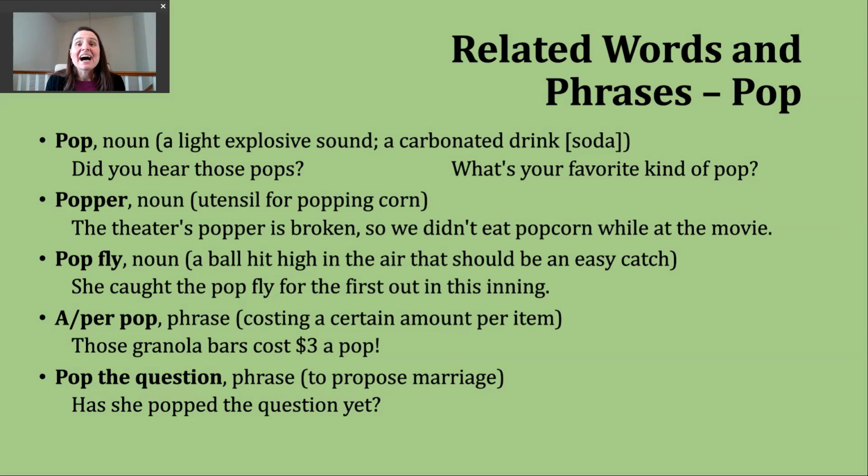So this particular verb was requested by Robert, and I want to thank him for this great suggestion. So many different ways that we use this verb pop and some related words as well.